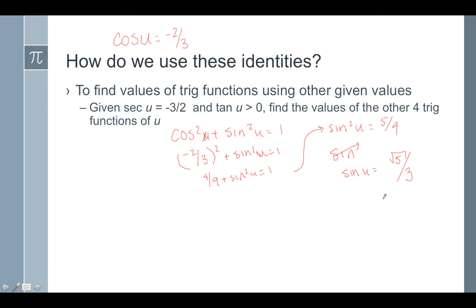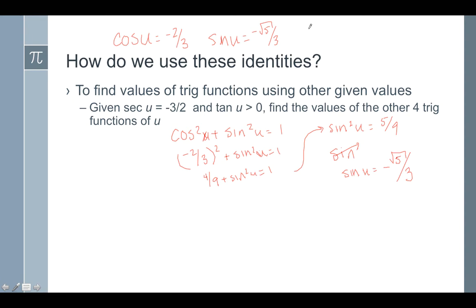Because when you square root, you get both answers. Well, in this particular case, it says that tangent is greater than 0. And if tangent is greater than 0, that means tangent is positive. We know tangent is sine over cosine. Well, cosine's negative, which means sine better be negative. So now I have sine of u is equal to negative root 5/3.